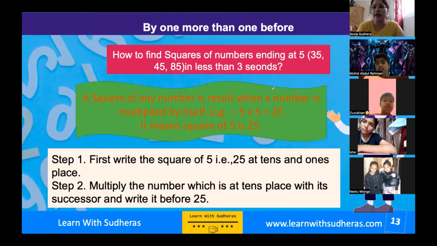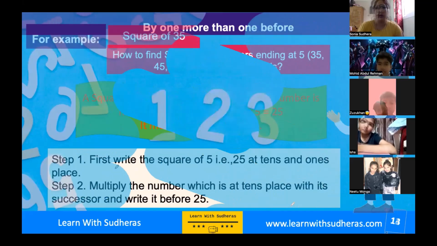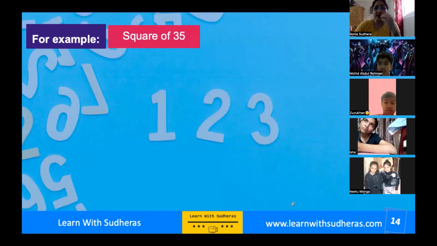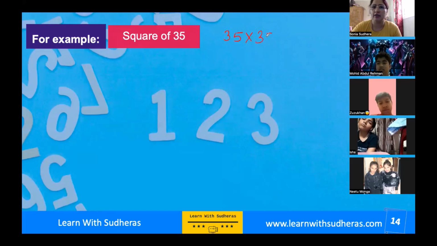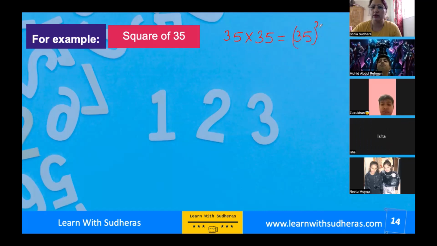Then how we can find the square of 35, you can write these two steps. Then I will explain in the next slide. Firstly, I need to find the square of 35. We can write it as 35 multiplied by 35, or we can write it as 35 power 2. This is called square. Fine.